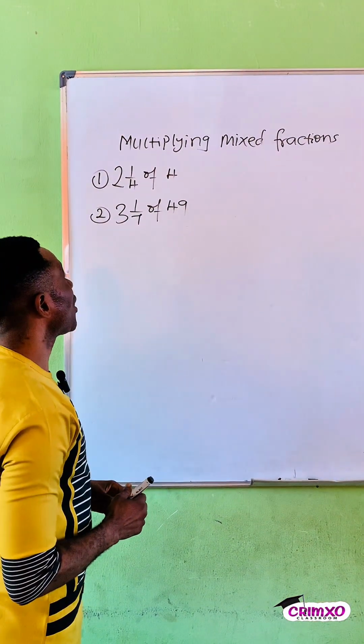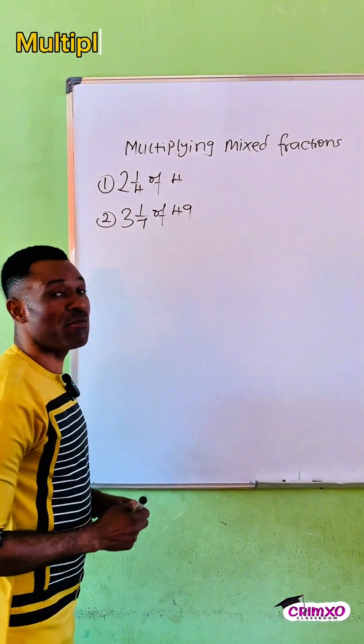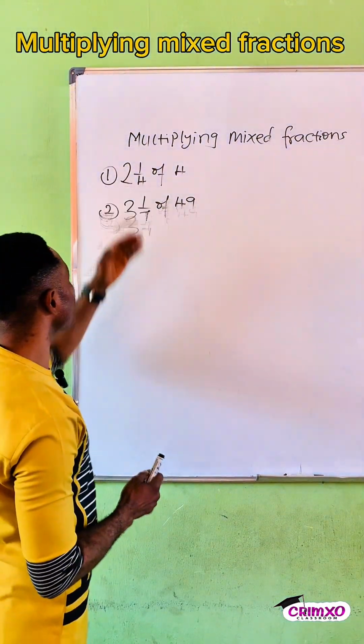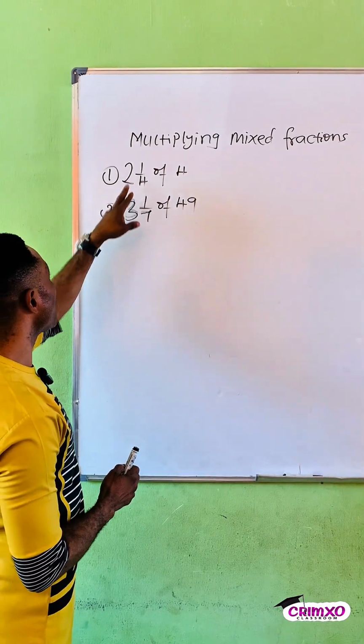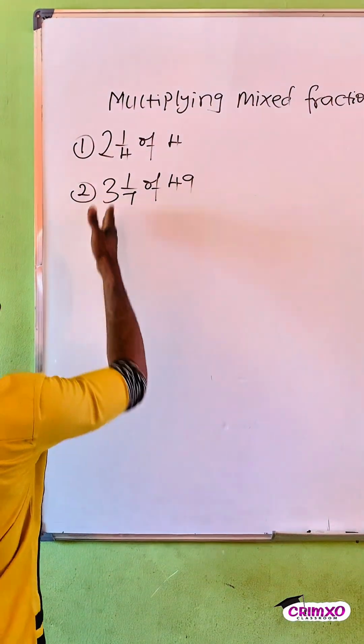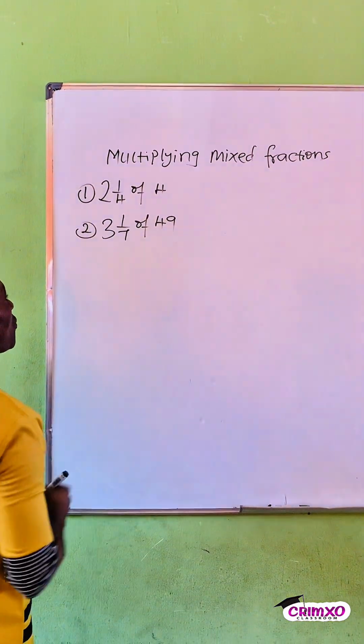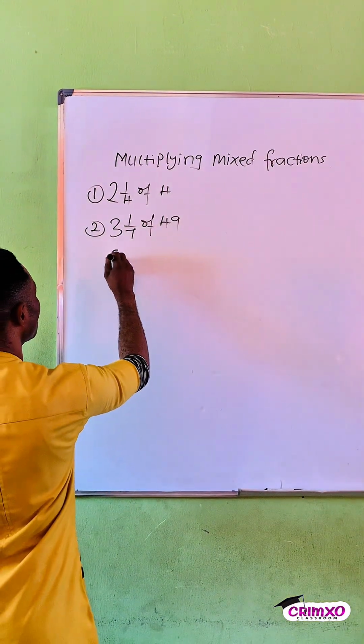We have questions here to attend to, and the topic is multiplying mixed fractions. The first one says 2 whole number 1 over 4 of 4, and the second question is 3 whole number 1 over 7 of 49. So we are going to solve it. We have solutions.